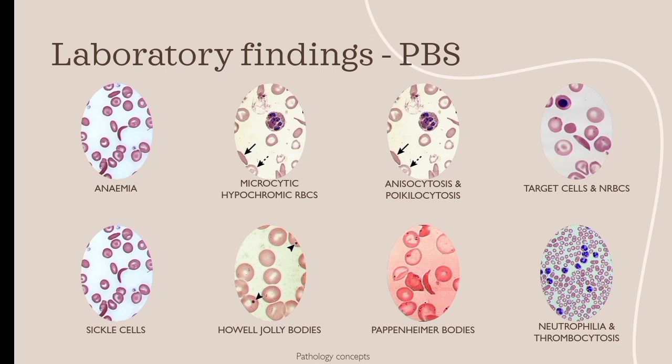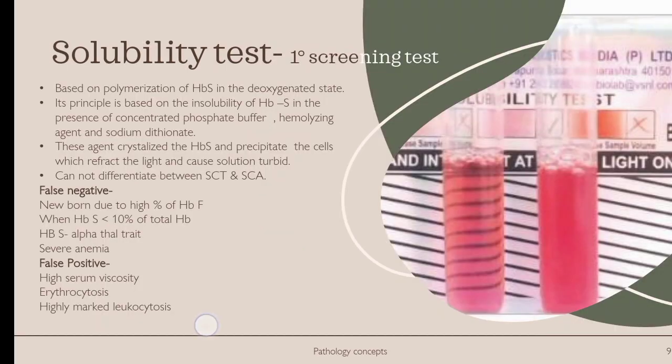Howell-Jolly bodies are remnants of DNA seen in the RBC, which are seen in patients in whom the spleen has been removed and in patients with autosplenectomy. Pappenheimer bodies inside RBCs are also seen. Neutrophilia and thrombocytosis are observed.